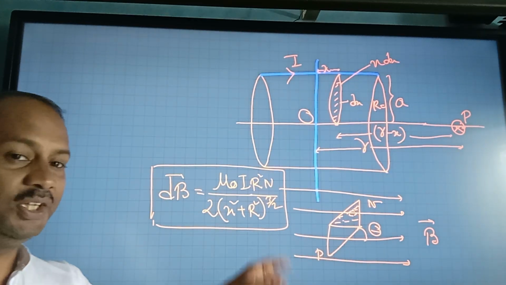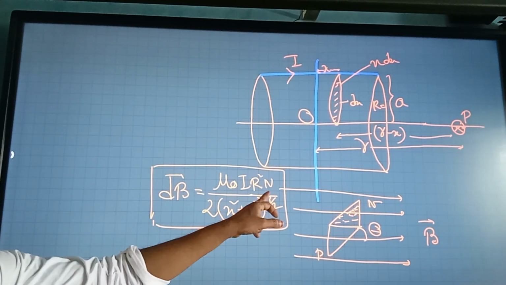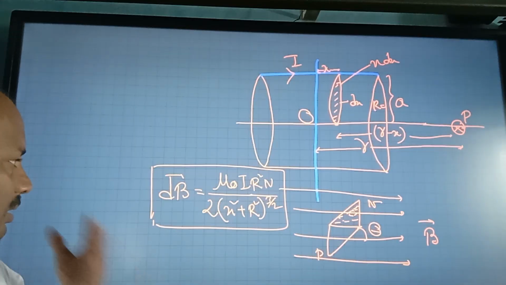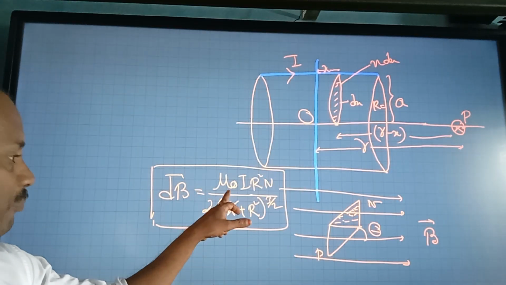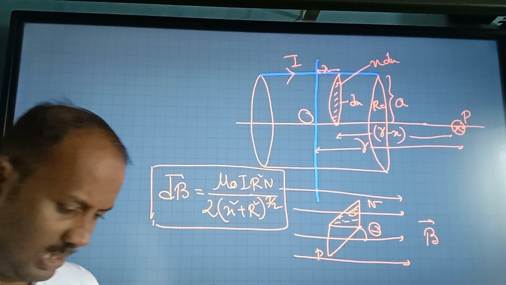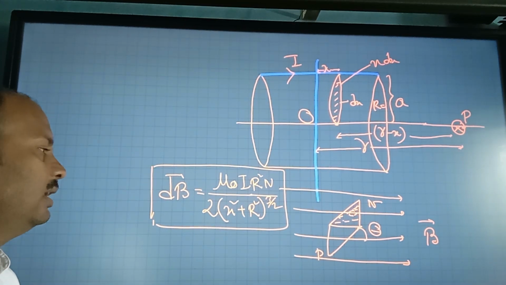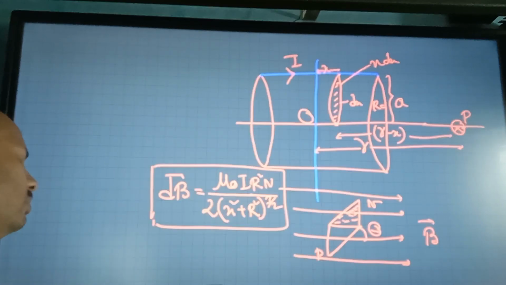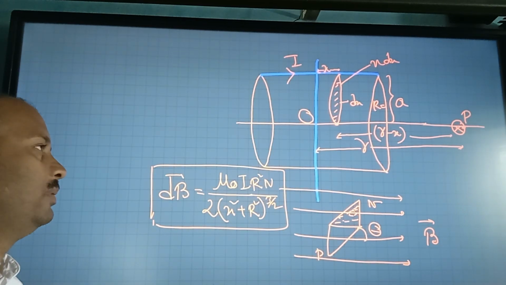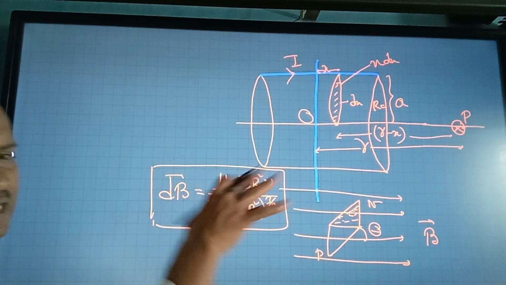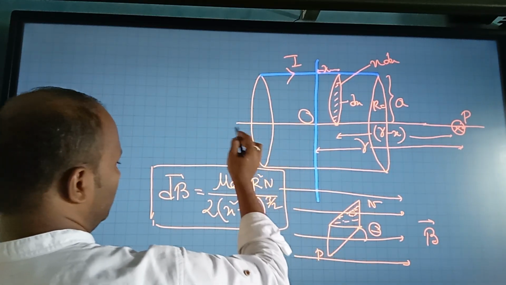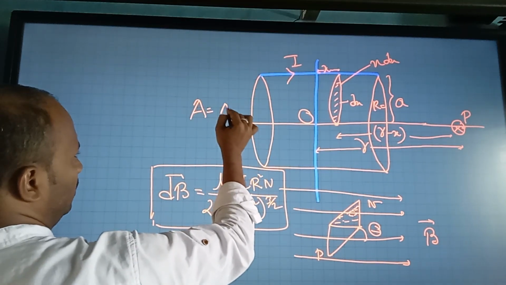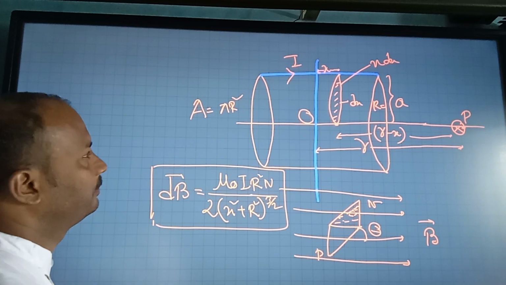Here r denotes the radius, capital N denotes the number of turns, I is the current, and mu naught is the permeability of free space. So we have to find the magnetic field for the circular solenoid. Since it is circular, the area of the circle is A equal to pi r square.